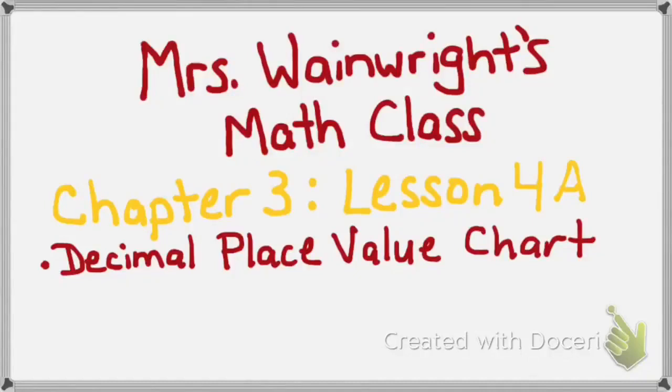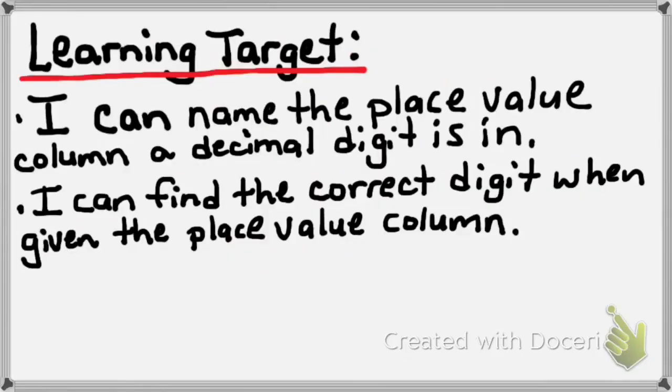This is Mrs. Wainwright's class, Chapter 3, Lesson 4A, Decimal Place Value Chart. This is a review from Chapter 1. Today we have two learning targets. The first one is, I can name the place value column the decimal digit is in, and I can find the correct digit when given the place value column.